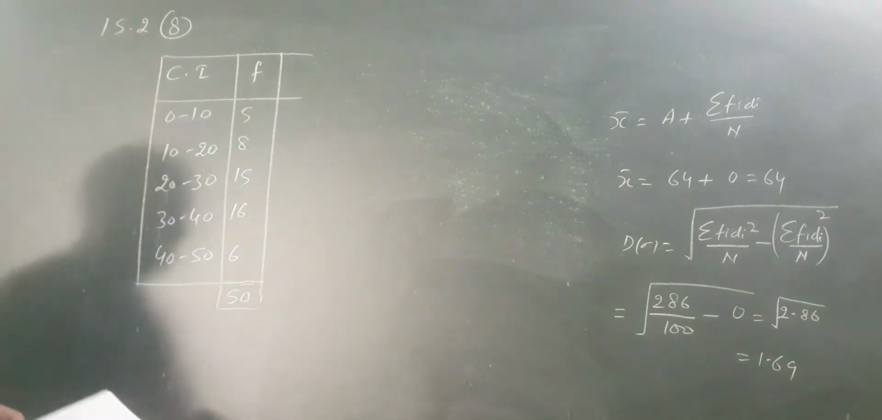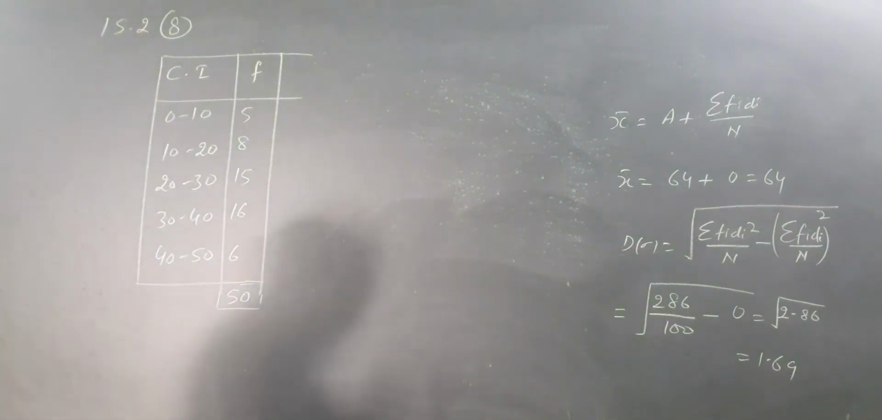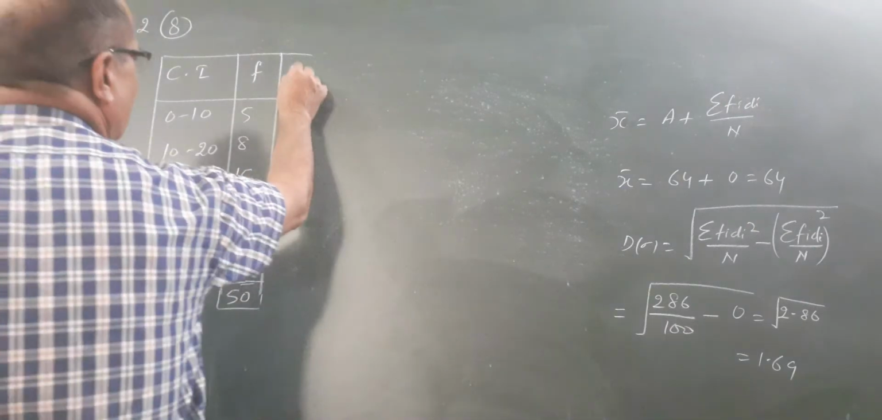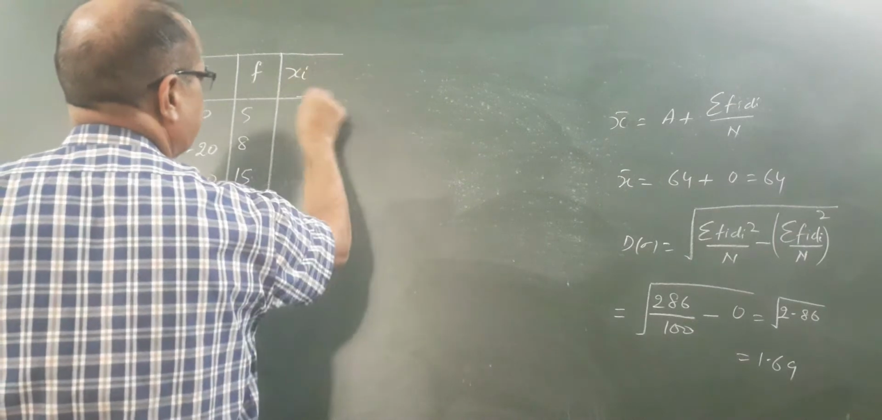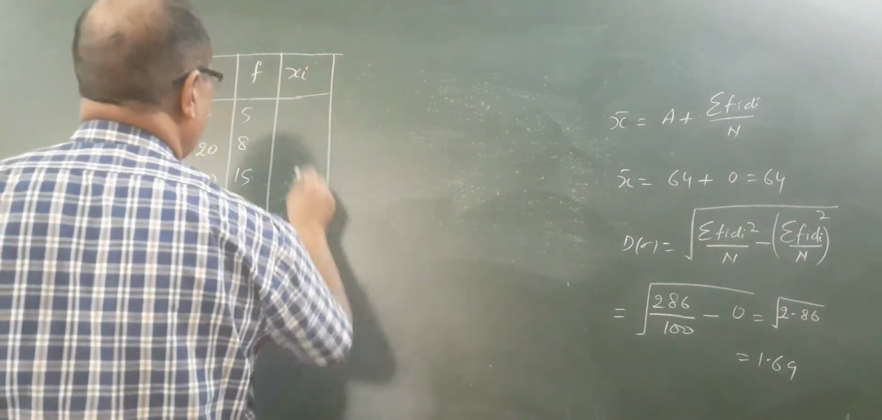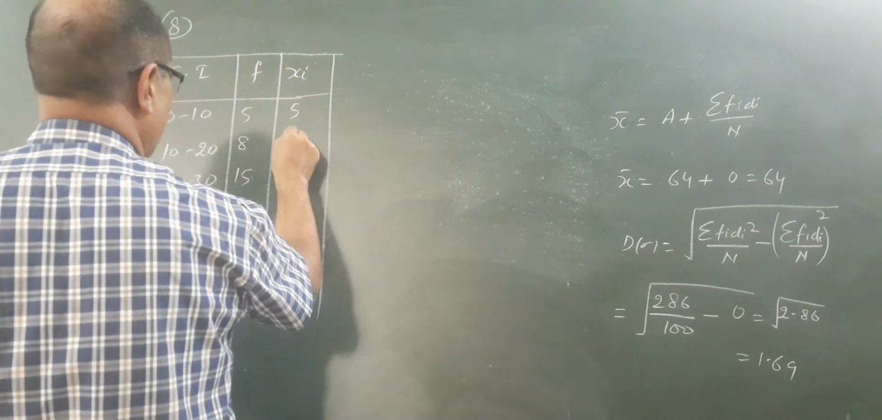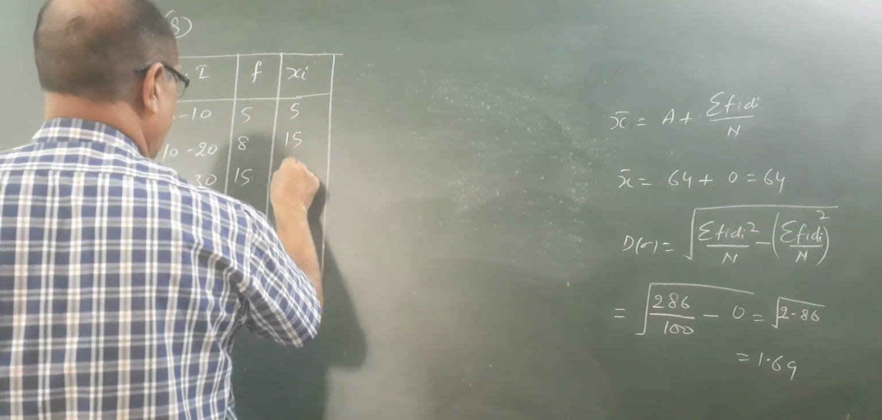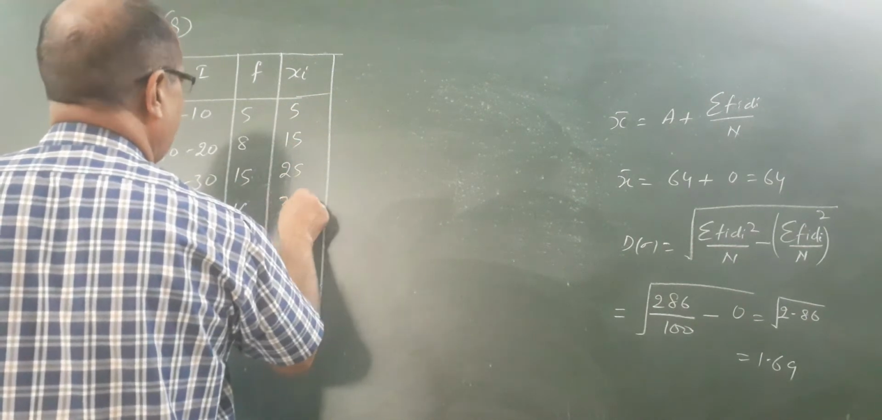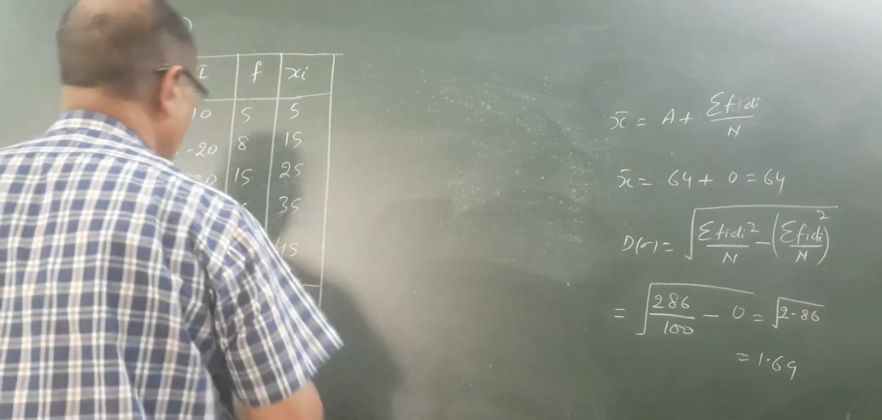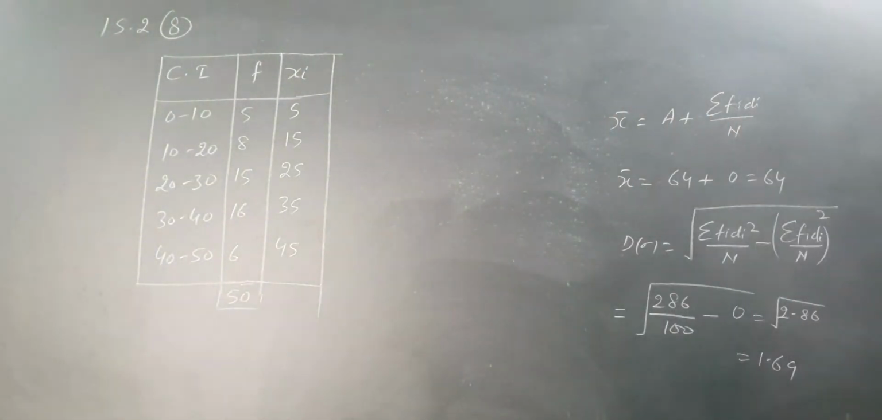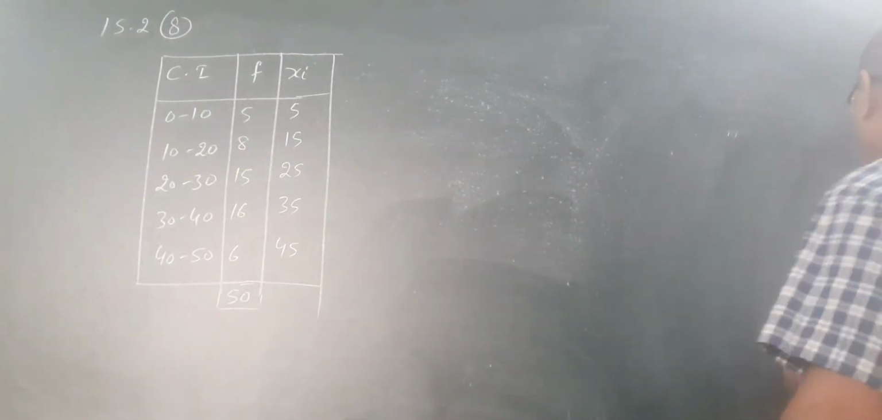Then after this you have to find its mean and standard deviation for the data. First of all, we have to find its xi. What is xi? Xi is the mean of the class values, that is 5, 15, 25, 35 and 45. Means we add the initial and final value and divide by 2, and we get the mean xi. After finding the values of this xi, we have to find its mean.